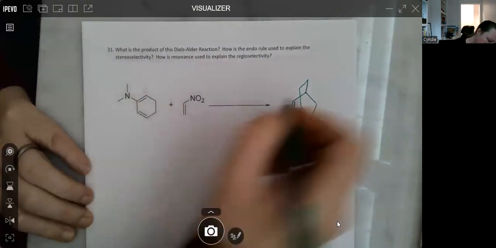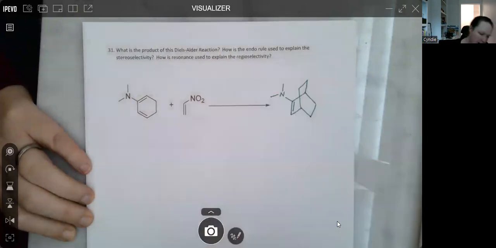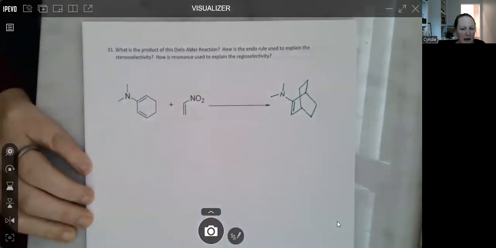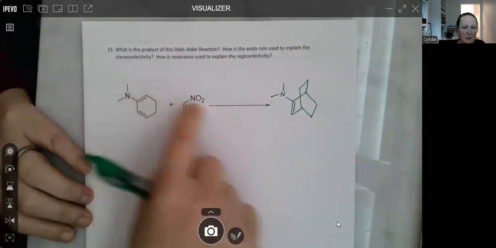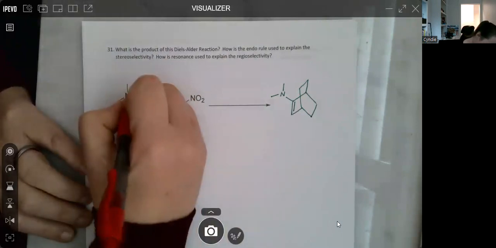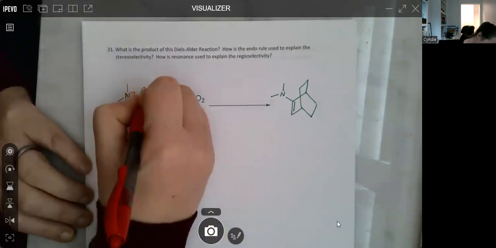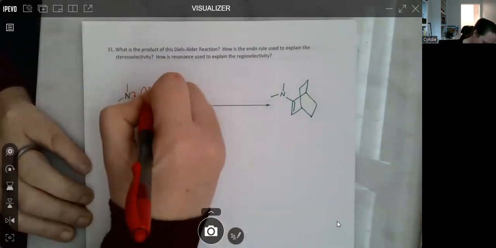We've got this dimethylamino group we can draw in as well, right? That will be there. And we do need to consider regioselectivity, right? Because there's no plane of symmetry in the diene and there's no plane of symmetry in the dienophile. So we need to think about the fact that the nitrogen will push electron density to this carbon.